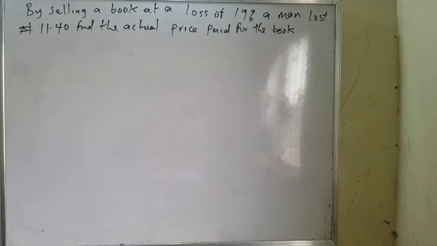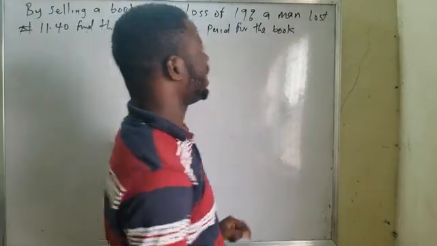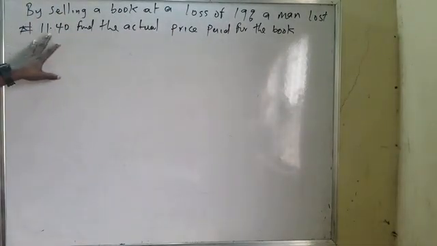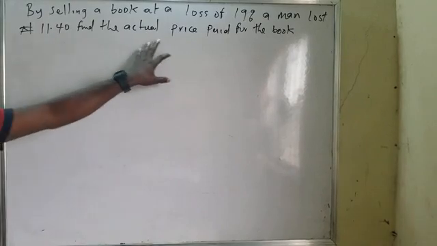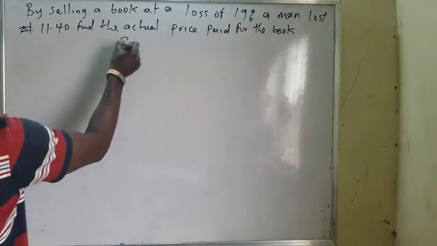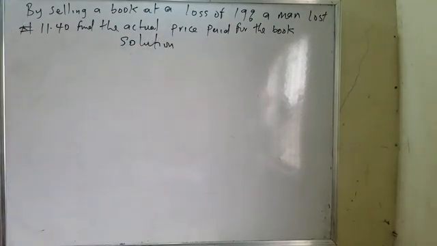Look at this question. By selling a book at a loss of 19%, a man lost 14 naira 40 kobo. Find the actual price paid for the book. That is what this question is saying. Let's try to work on this question.